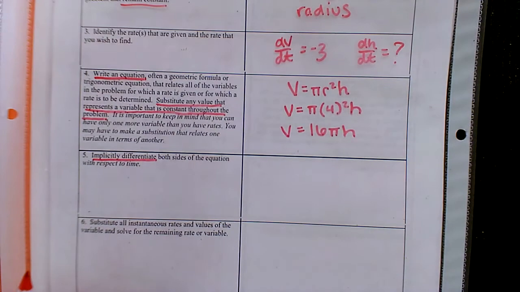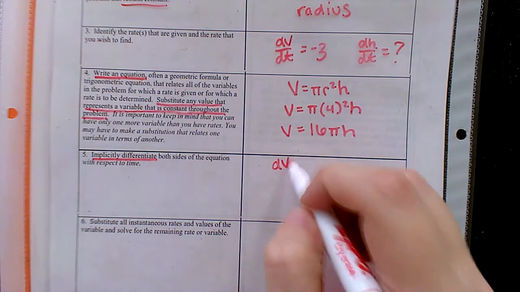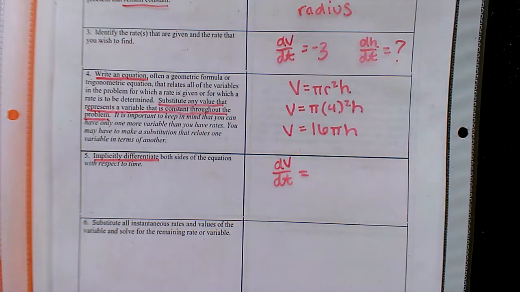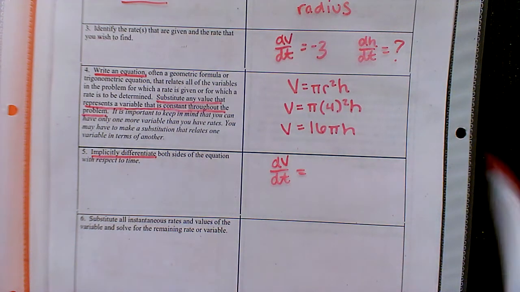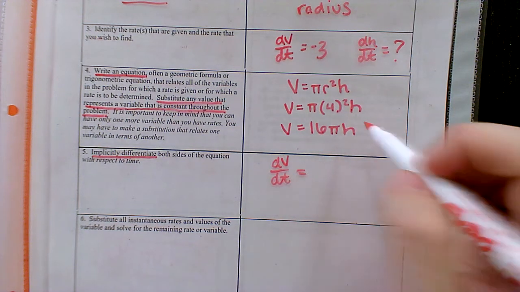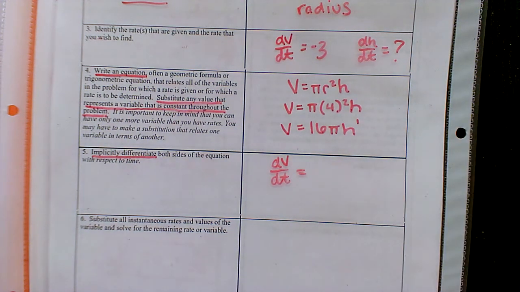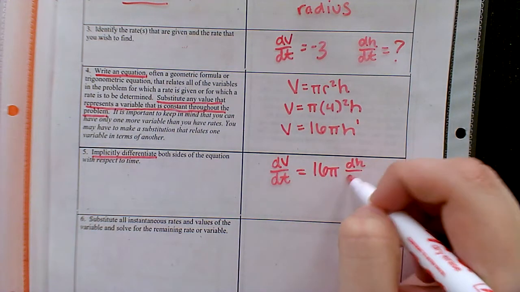So how do you want to represent the derivative of volume as time goes on? dV over dt. Let's take the derivative of the right-hand side. 16 and pi are coefficients. h is your variable. You can think about it as h to the first if that helps you out. The derivative of 16 pi h with respect to time: 16 pi dh over dt. Good. 16 pi dh over dt.